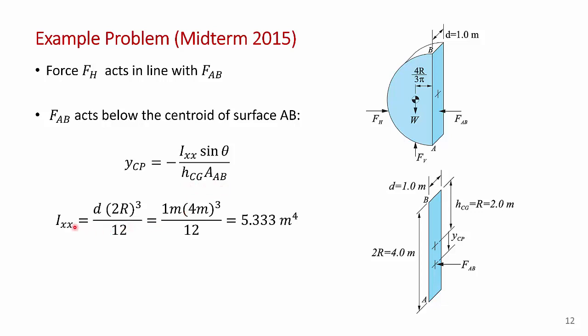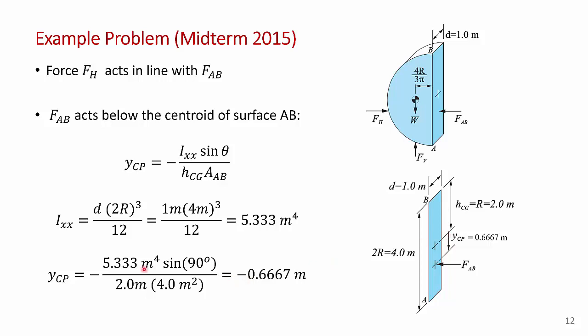These are pretty straightforward. This surface here, AB, has depth of 1 meter and height of 4 meters. So it's the depth times height cubed divided by 12, and we get a second moment of area, that'd be the moment of area around a horizontal axis passing through the centroid, of 5.333 meters to the fourth. And now it's just a matter of making the substitutions. IXX, sine of 90 degrees, which is 1. The height of the center of gravity of surface AB is 2 meters over here. And then the area of the surface is 4 meters squared. And we get the force FAB acts at 0.667 below the centroid.